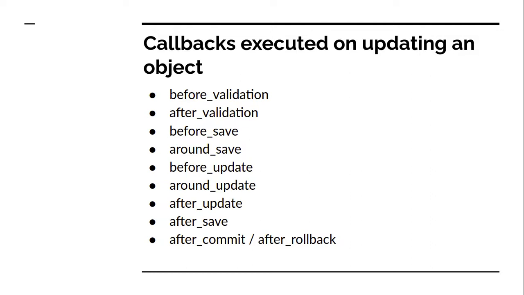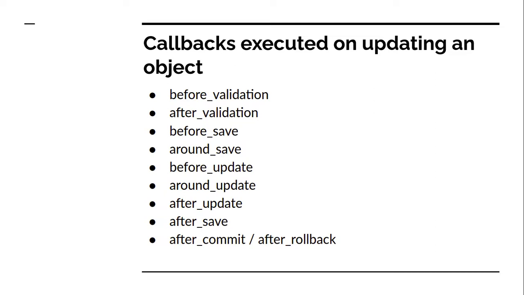Here are the callbacks that you can execute when you try to update an existing object. Before validation and after validation both will be executed on create and update. Why? Because whenever you try to create an object, you are trying to update the database. That means you are trying to update the state of the model into the database. When you try to update an instance, you always try to update the schema. Why? Because when you create, you are saving new information, and when you update, you are trying to save existing information. And validation is applied on both stages, when you create an object and when you update an object.